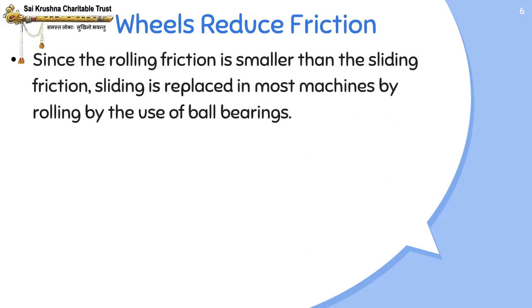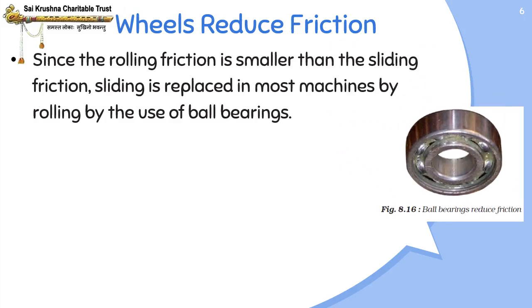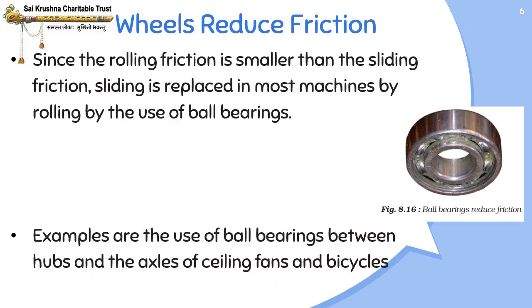Since rolling friction is smaller than sliding friction, sliding is replaced in most machines by rolling, through the use of ball bearings. Ball bearings reduce friction. You would have seen these ball bearings used between the hubs and the axle of your bike, in ceiling fans, and in almost all the machines that we use.